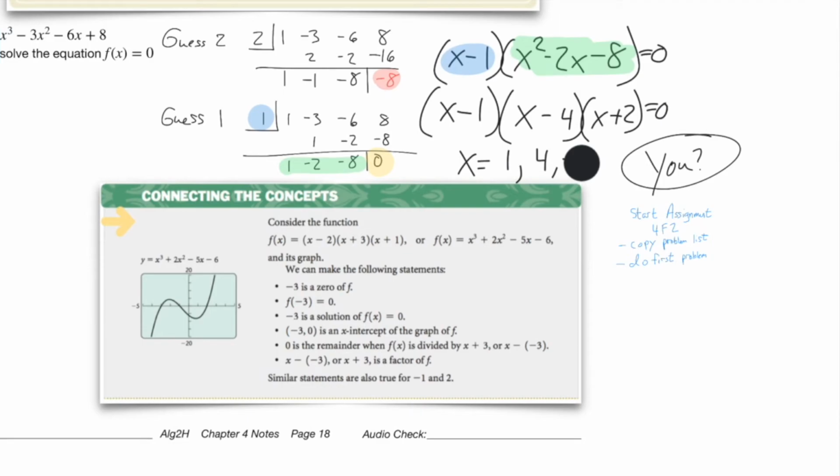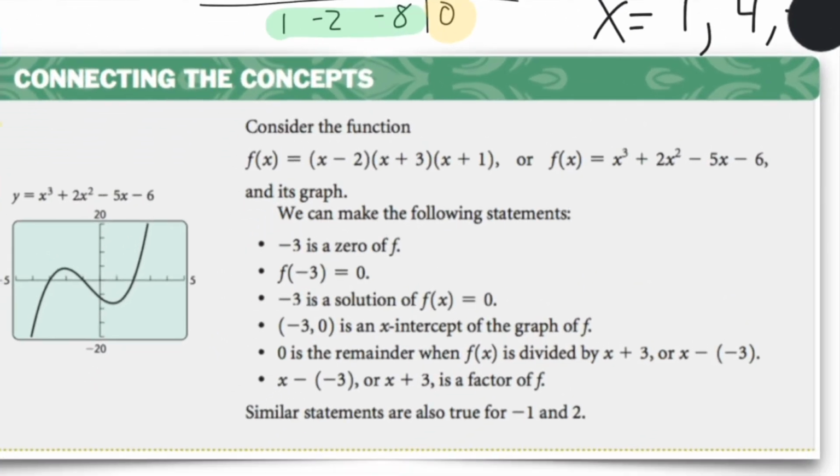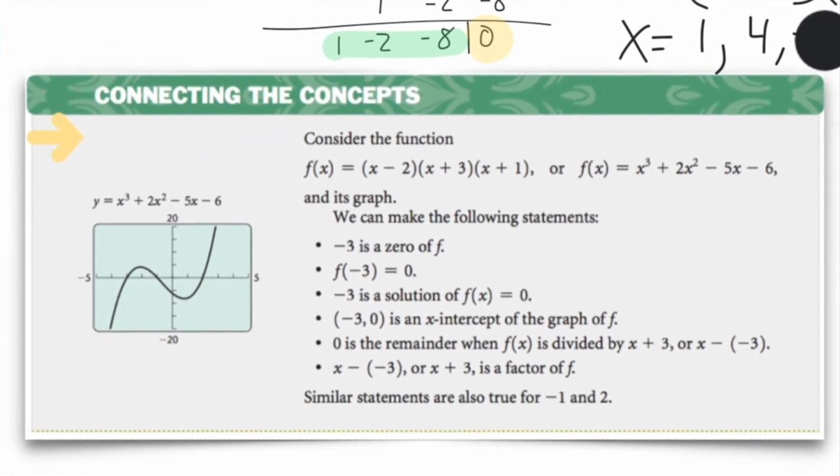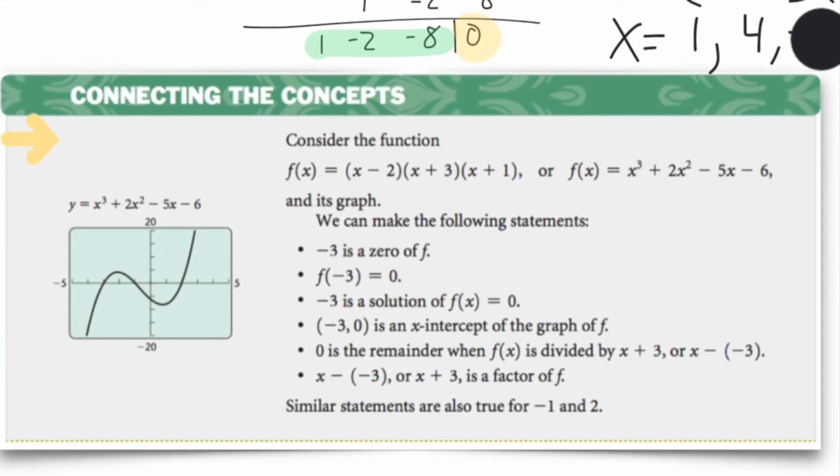Connecting the concepts, here's a nice big chart that connects everything all together, wraps it all up in a little bow. Consider this polynomial function. These are the same functions. This is the factored form, this is polynomial form. And its graph right here. You can say the following things.